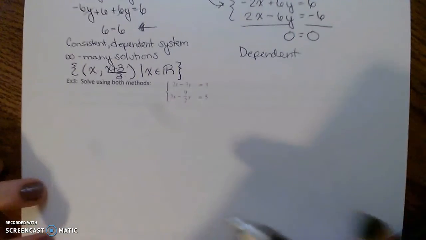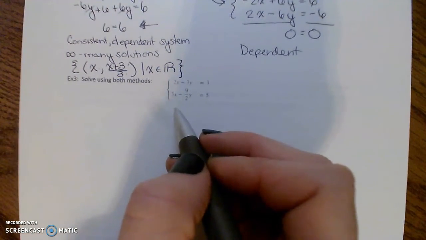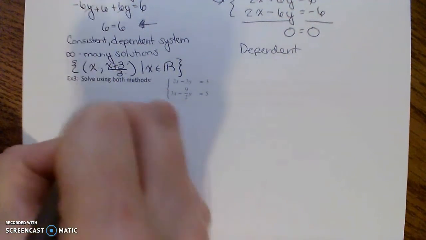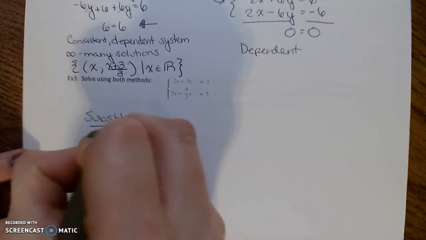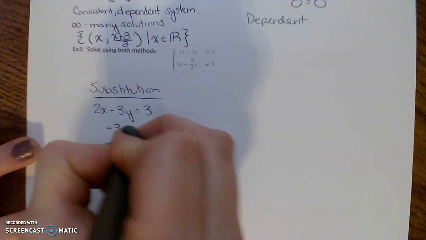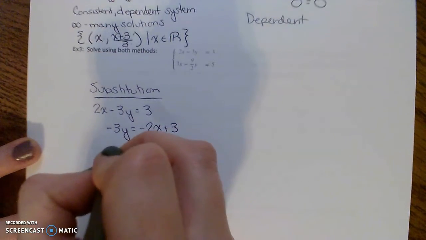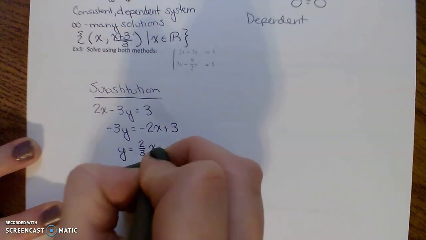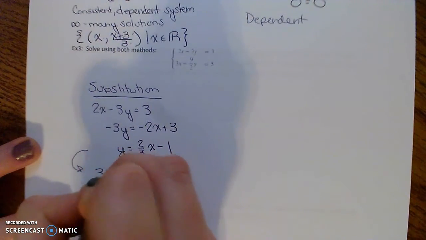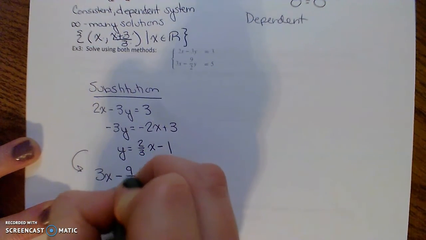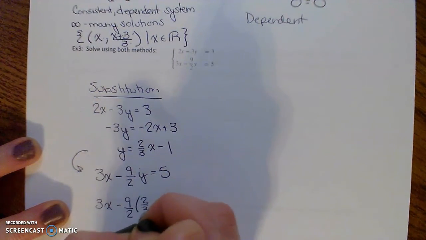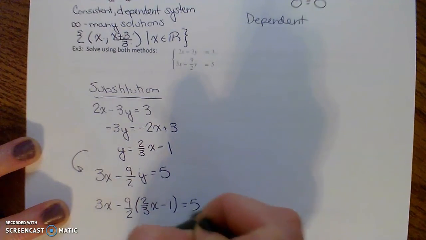Let's do one last example. 2x minus 3y equals 3, and 3x minus 9/2 y equals 5. Let's solve by substitution. I'll take that first equation, 2x minus 3y equals 3. And why don't I go ahead and solve for y? I'll subtract 2x from both sides and divide both sides by negative 3. I'll get 2/3 x plus 3 over negative 3, which is minus 1. And now let's go ahead and plug that into my second equation, 3x minus 9/2 y equals 5. That's 3x minus 9/2 times (2/3 x minus 1) equals 5.